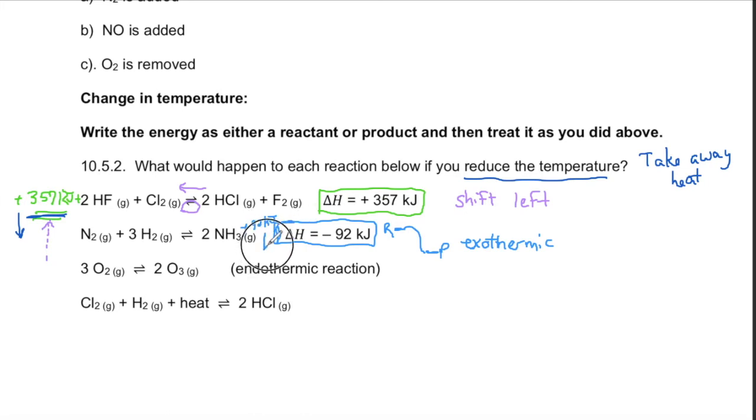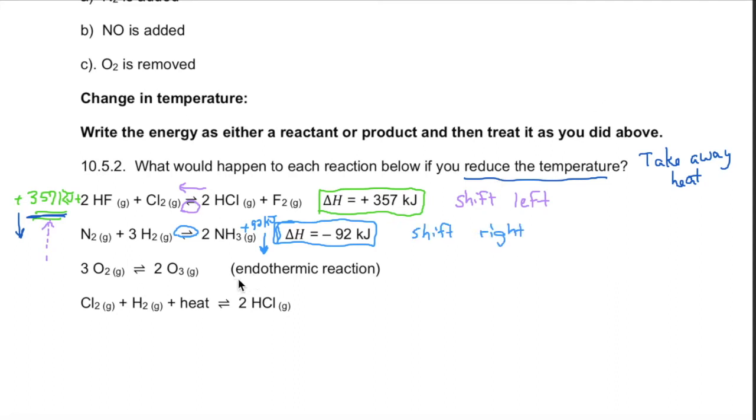So if we reduce the amount of heat, if we take away heat, then the reaction is going to have to make more heat, and this equilibrium to make more heat goes to the right. So in this reaction, the heat is on the right side of the reaction. If we take away heat and the system wants to make more heat, it has to go to the right. That's where the heat is.